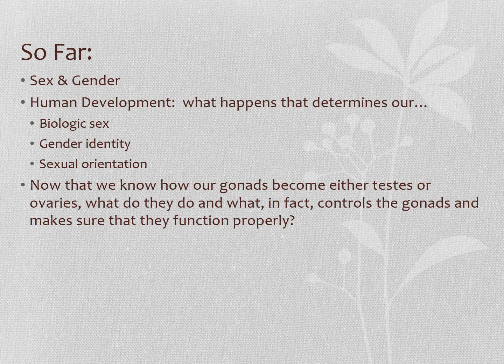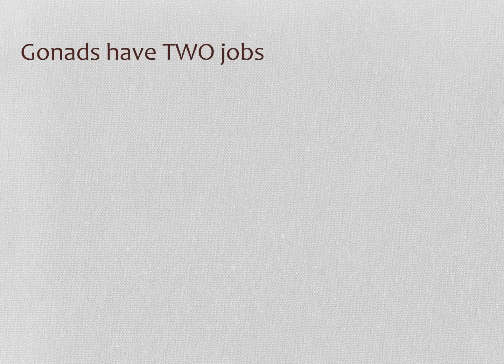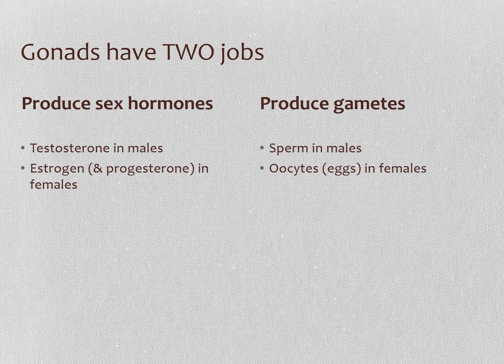sexual orientation. So now that we know from learning about the development of biologic sex how our gonads become testes or ovaries, now it's time to talk about what they do and what controls them to make sure they're functioning properly. So gonads in general, be they testes or ovaries, have two jobs. Those two jobs are to produce hormones, in this case specifically sex hormones, and to produce gametes.